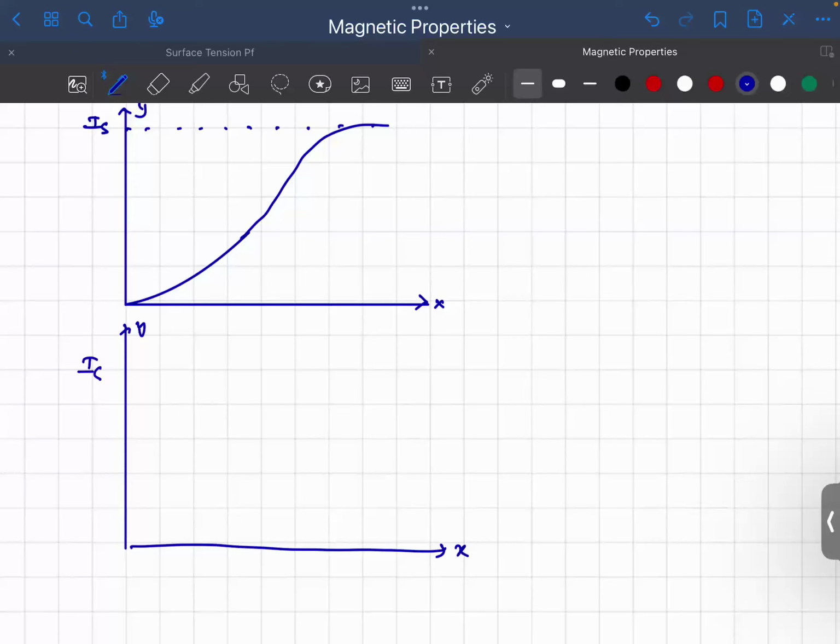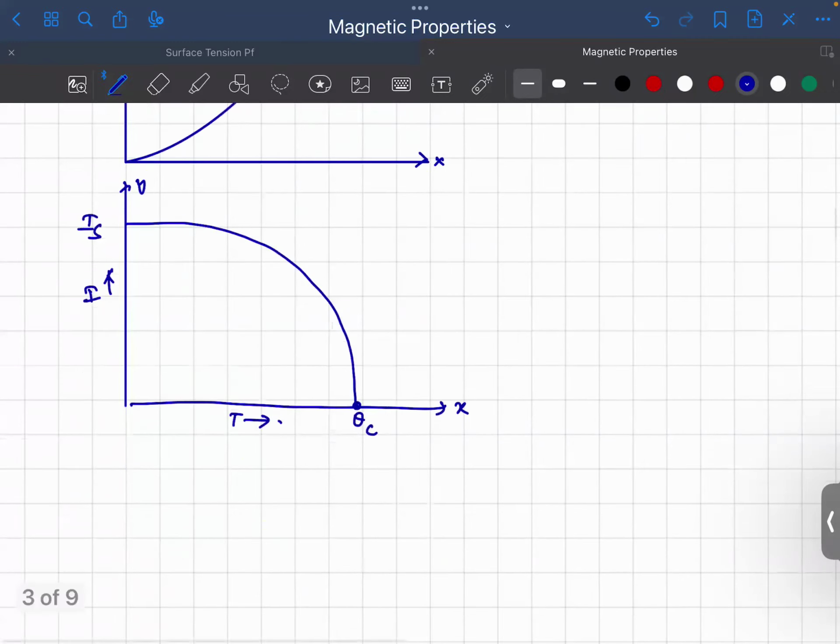See, this saturated magnetization is again a function of temperature. It varies with the temperature like this. And this temperature is called the critical temperature, below which it behaves like a ferromagnetic material. Thereafter, it behaves like a paramagnetic material. Ferro becomes para. So this is a temperature graph.